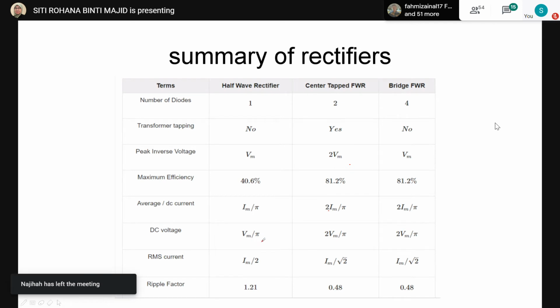And for DC voltage it is also the same thing, where full wave will have double the DC voltage of the half wave, and for RMS every rectifier looks like it has the same formula, but the difference is only over 2 and over square root 2.